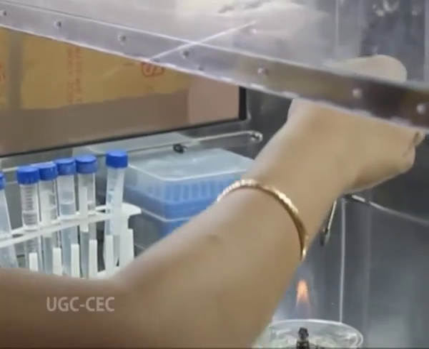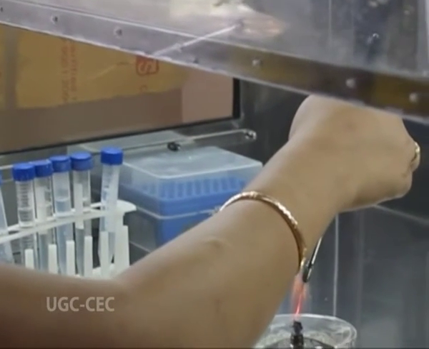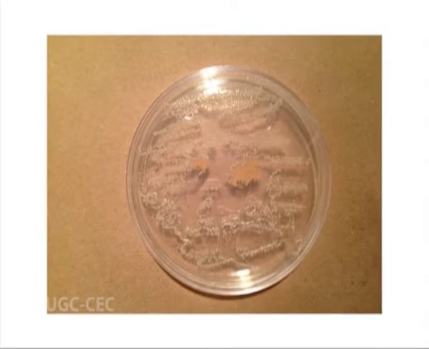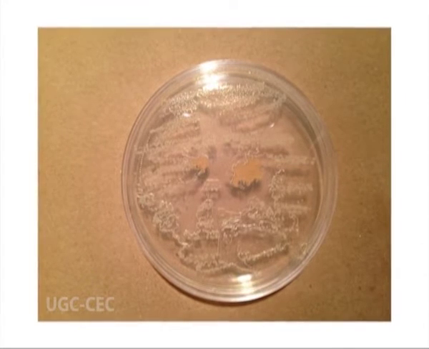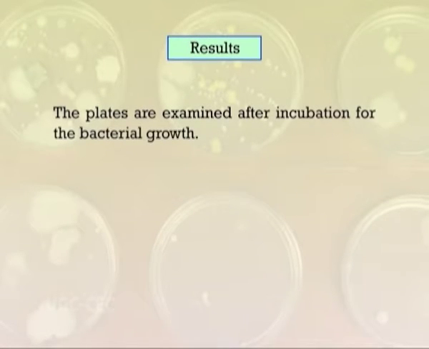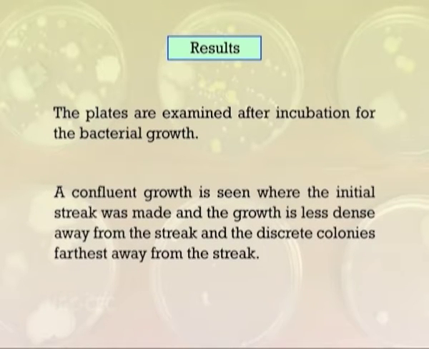Then the lid of the petri plate is replaced after completing the streaking and the loop is sterilized again by flaming. Then the plates are incubated at 37 degrees Celsius in an inverted position for 24 to 48 hours. In the results, the plates are examined after incubation for the bacterial growth. A confluent growth is seen where the initial streak was made, and the growth is less dense away from the streak, with discrete colonies farthest away from the streak.